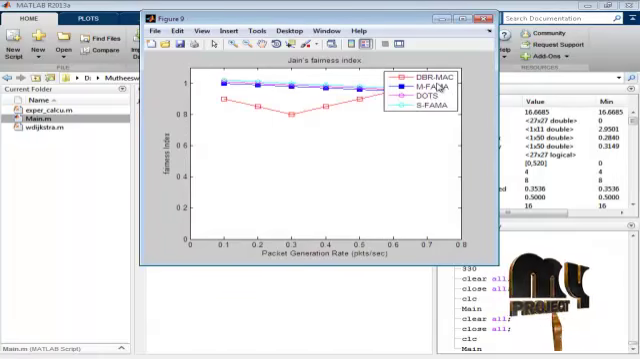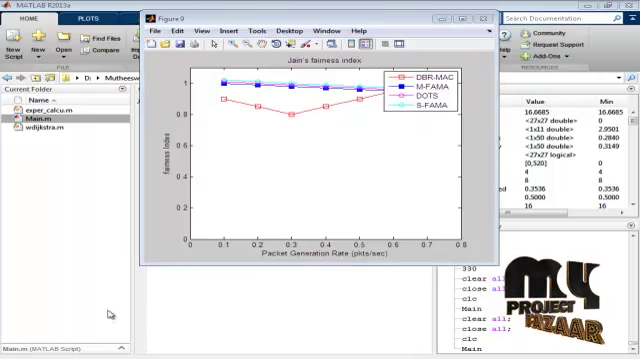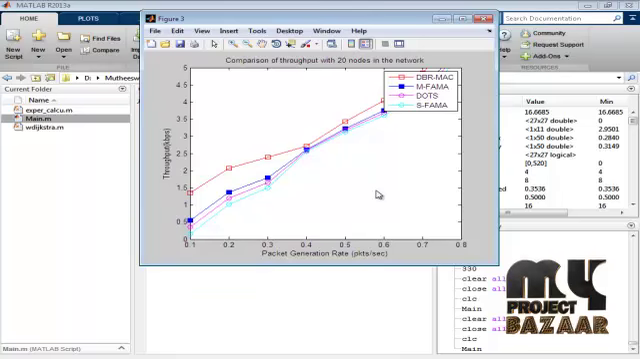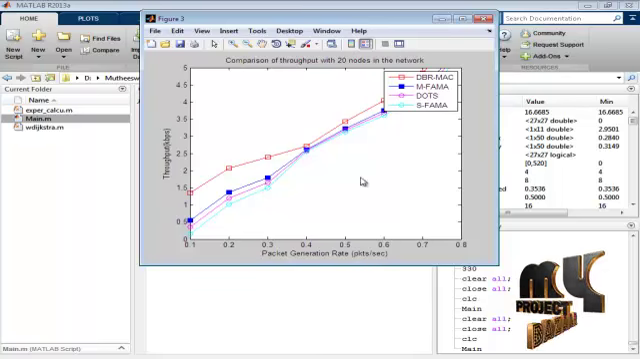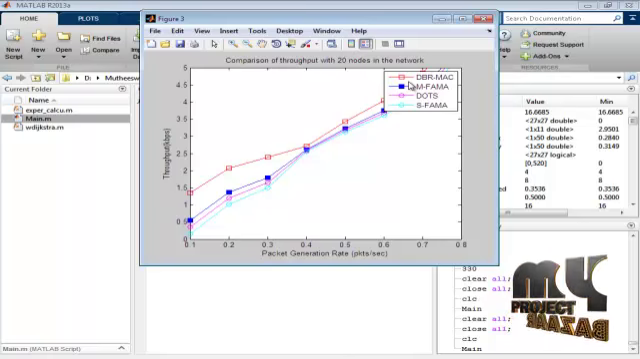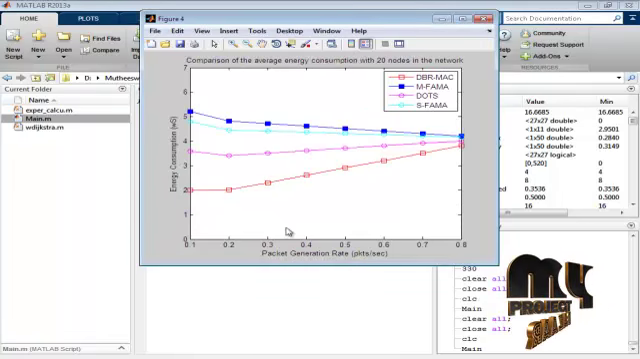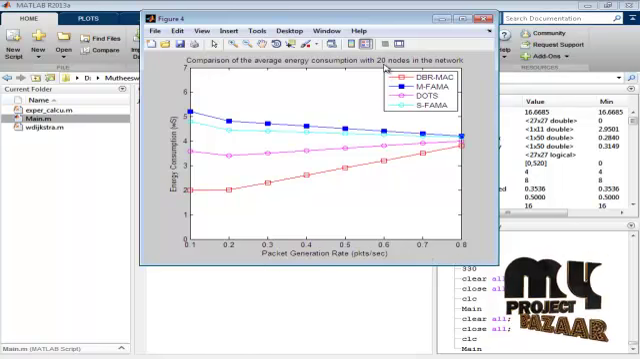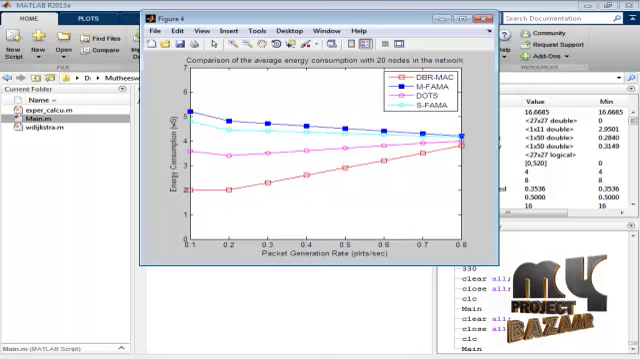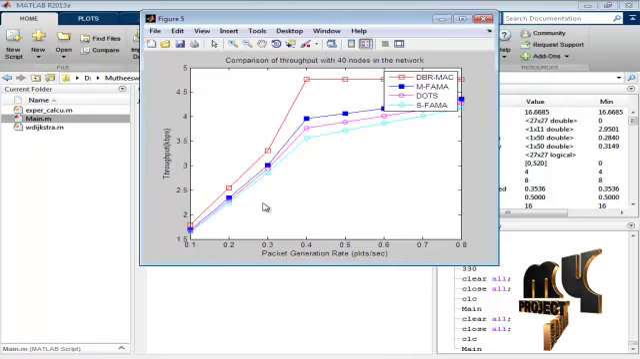After performing the routing process, we analyze the graphs. This is the throughput graph, obtained by varying the packet generation rate, where we deploy 20 nodes. Here we compare the DBR-MAC algorithm with the existing algorithm, and this is the energy consumption graph by varying the packet generation rate. Here we deploy 20 nodes and compare with the existing methodology.